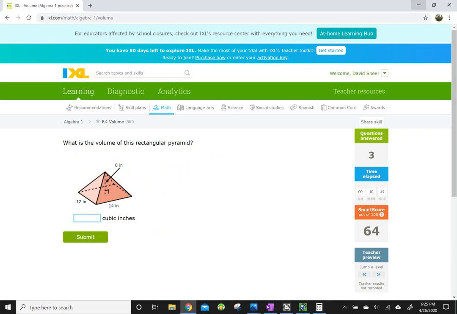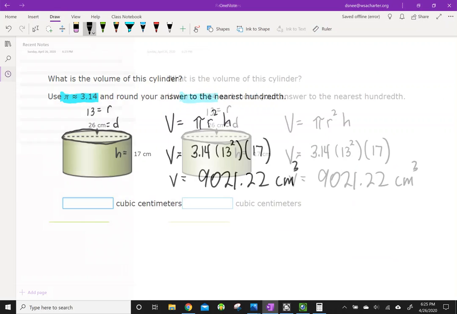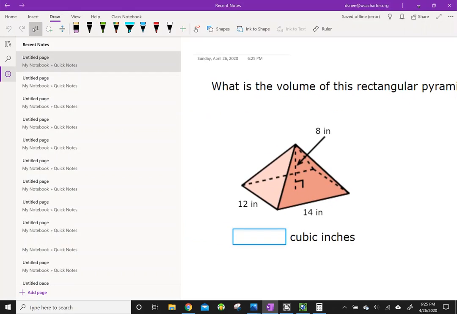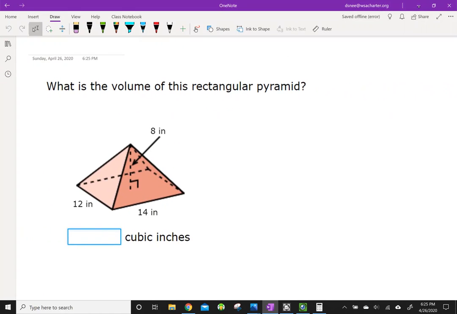All right, so now we've got a rectangular pyramid, okay? This is the same thing as a cone. You find the area of the base. You find the area of the base by, the base is a rectangle, so it's length times width, okay? Width and length. So volume equals length times width times the height divided by 3.